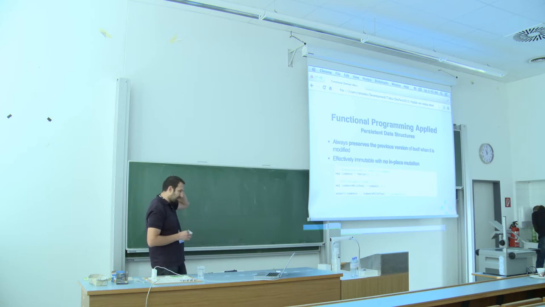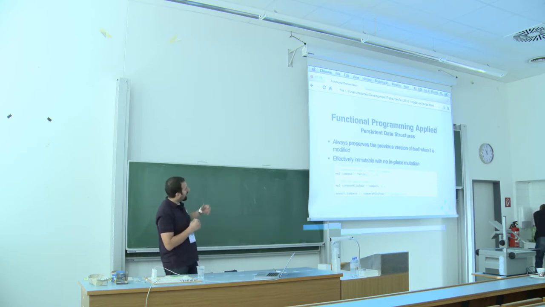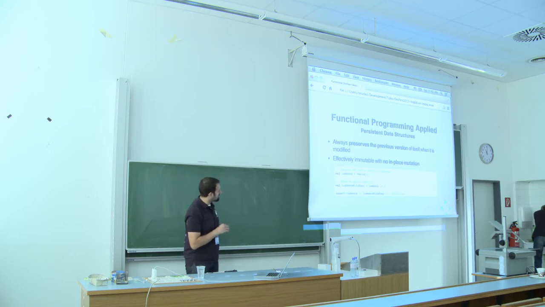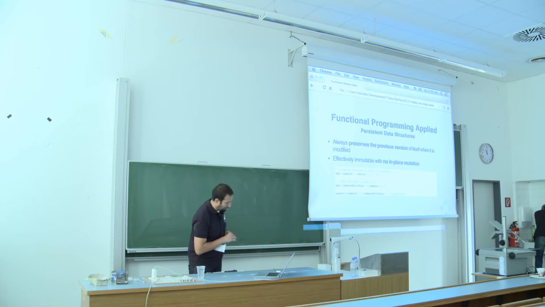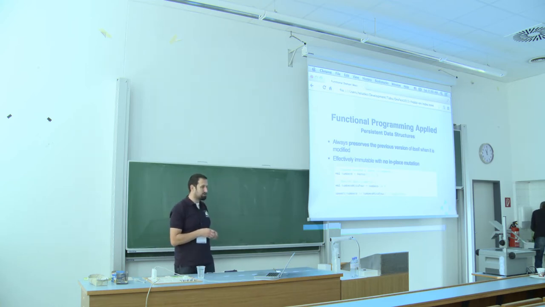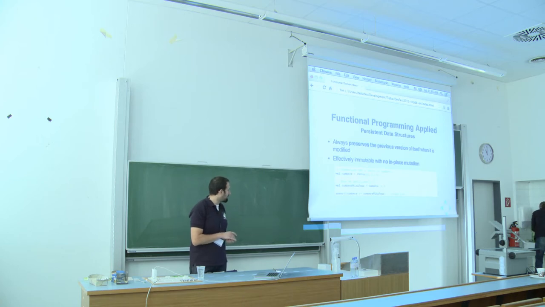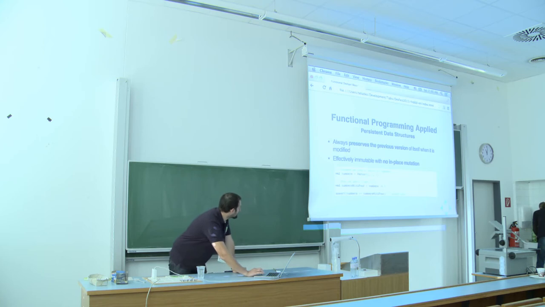So it's basically the same thing as the pure functions we have to implement, and with persistent data structures we will try to use data structures which are also immutable. So effectively immutable, and no in-place mutation is allowed.